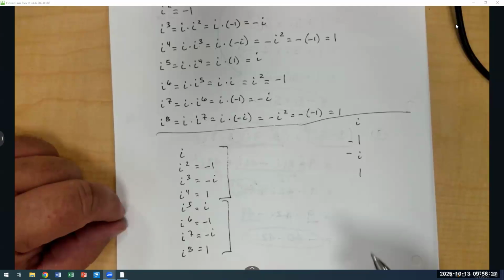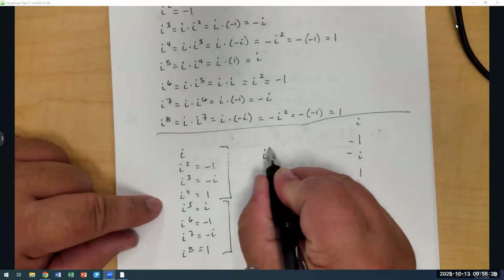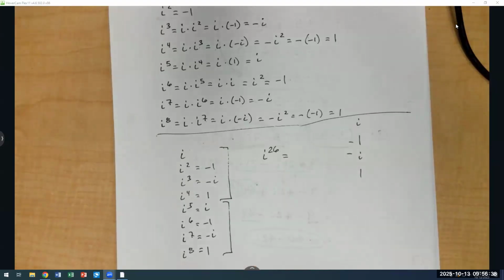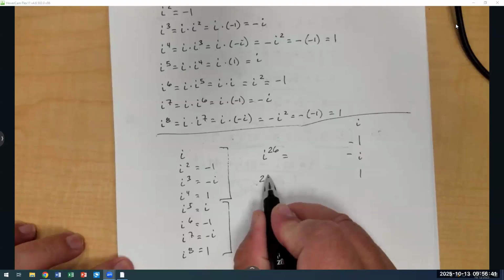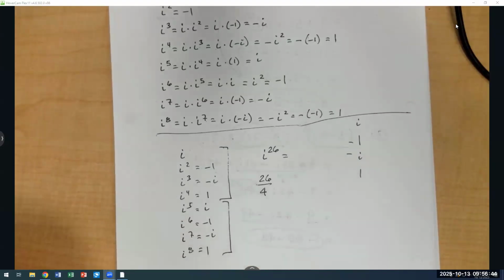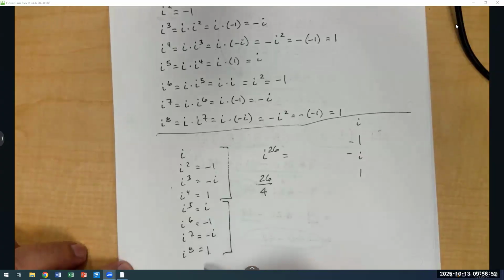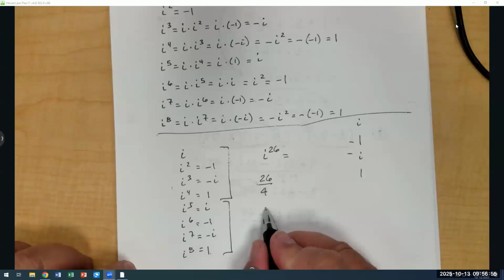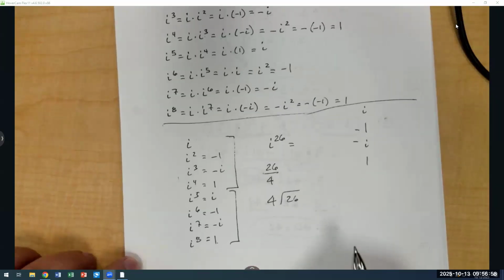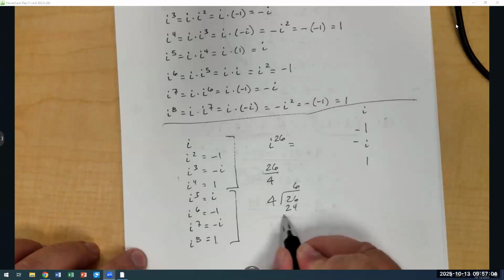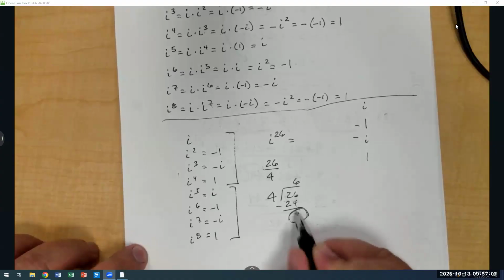Now they go in groups of four. So in other words, if I gave you i to the 26, we cannot have an exponent, so how do we fix that? The way we do it, we take that exponent, divide it by 4, because every 4 of these end in a 1. So how many times does 4 go into 26? 6 times 4 is 24. Subtract those, we get 2. This is what we're looking for, the remainder.